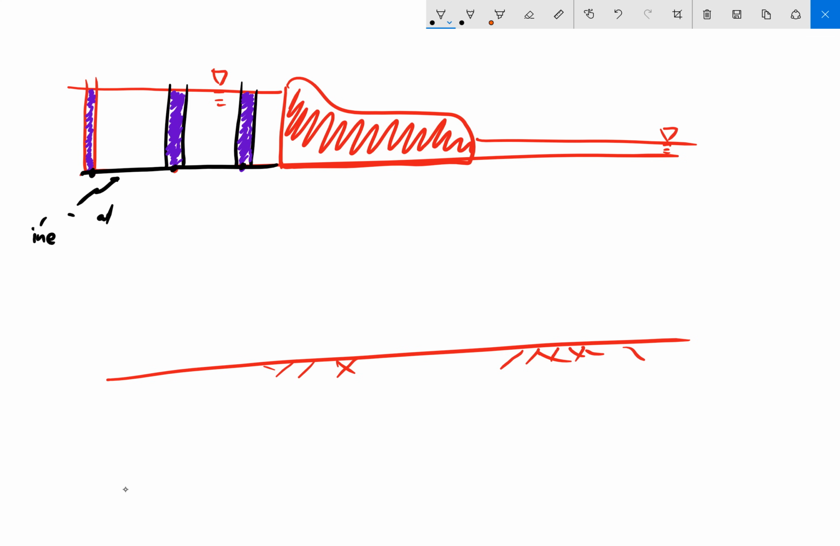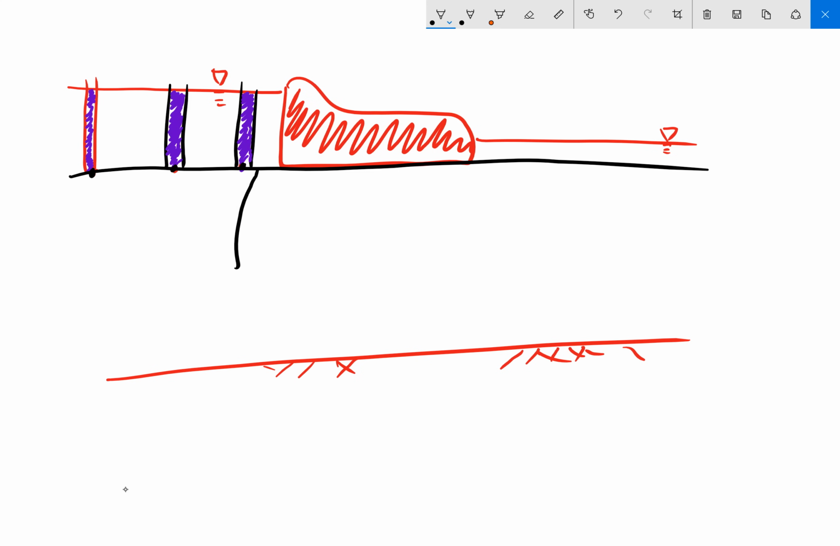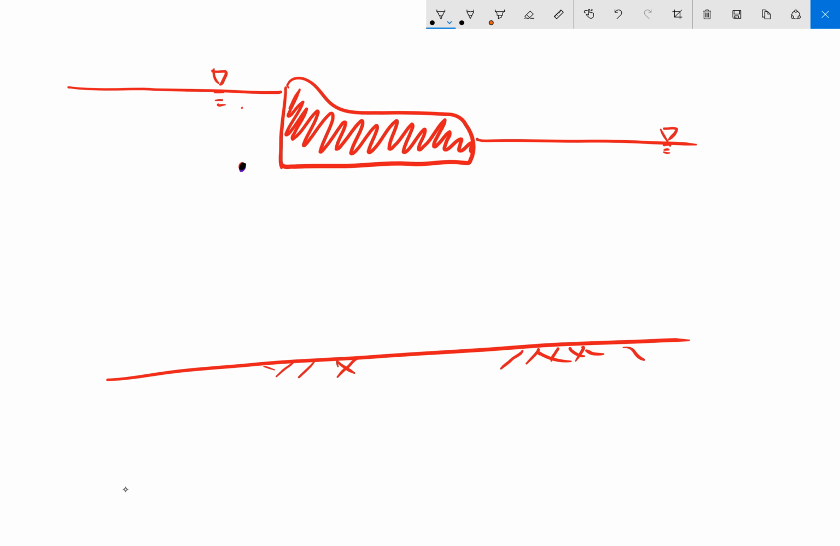One of the mistakes some students will make when they're drawing equipotential lines, whoops, let me redraw my ground surface, is they might say, okay, my equipotential lines are going to look something like this. And what that implies is that this point right here has a different head than this point right here, which has a different head than that point right there. And we know that that's not the case. That's not how it works.